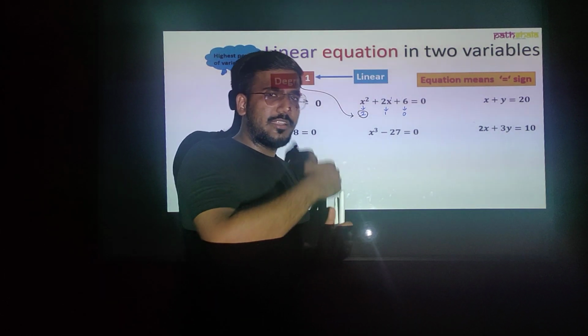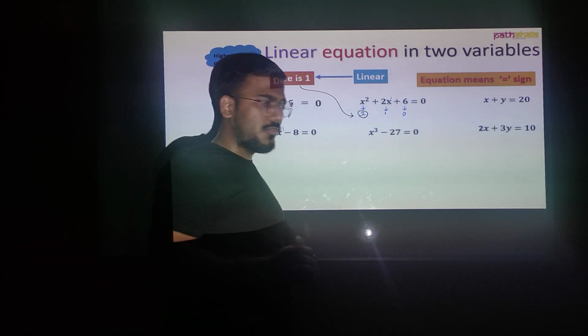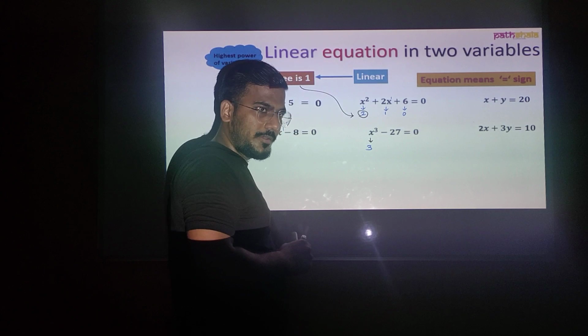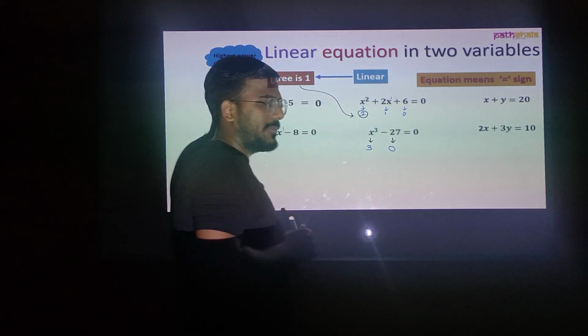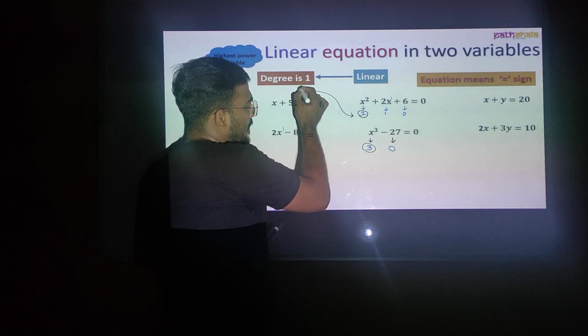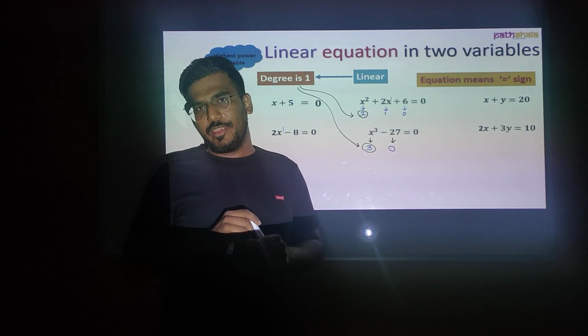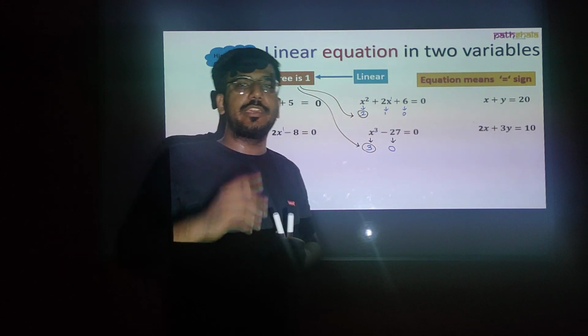Okay, let's take another example. Next is x cube minus 27 equal to 0. So what is the power of x over here? The power of x over here is 3. What is the power of this term? Since this is a number, the power will be 0. What is the highest power? 3. Since the highest power is 3, the degree over here is 3. And since the degree is 3, it is not accepted. Therefore, these are not examples of linear equations.